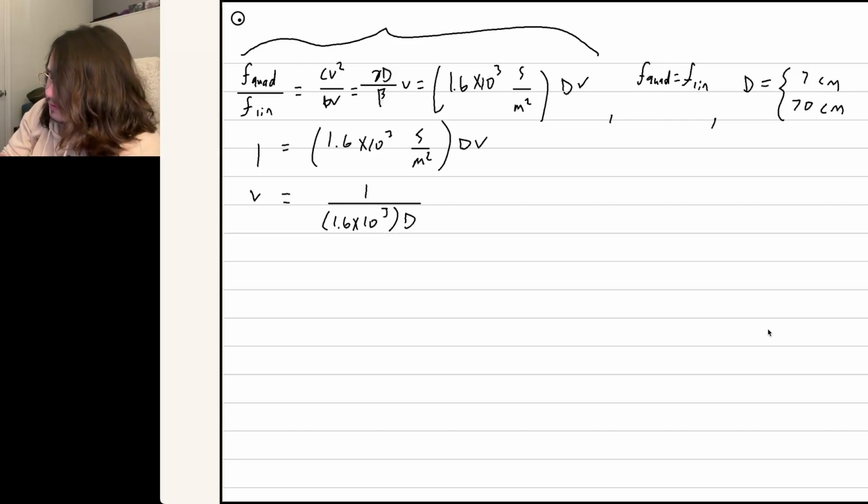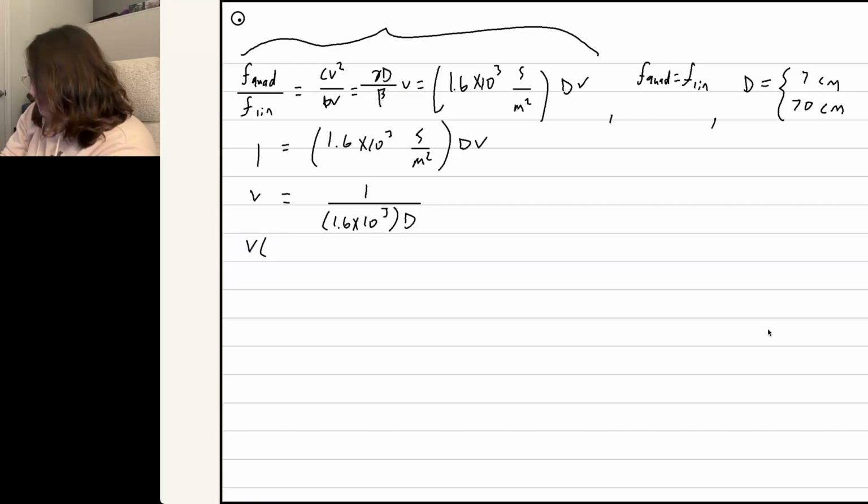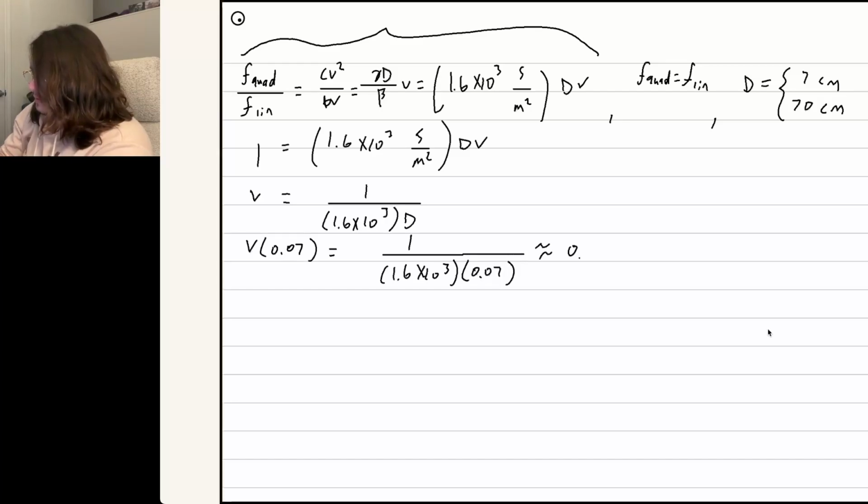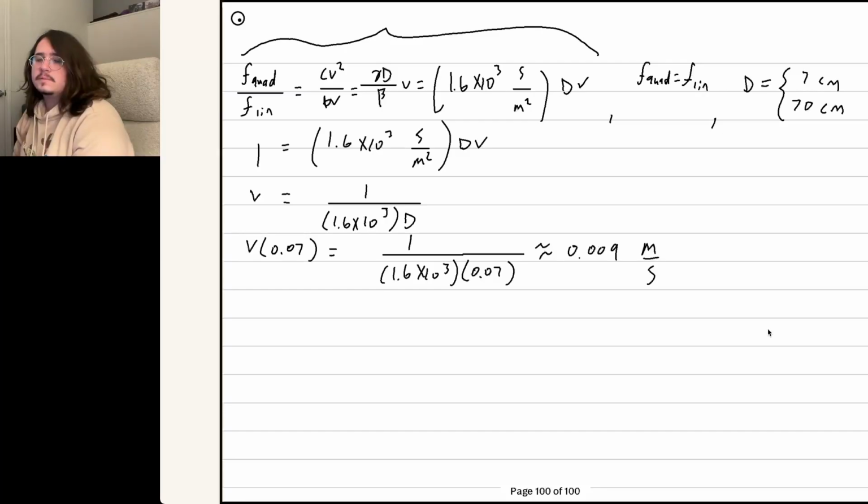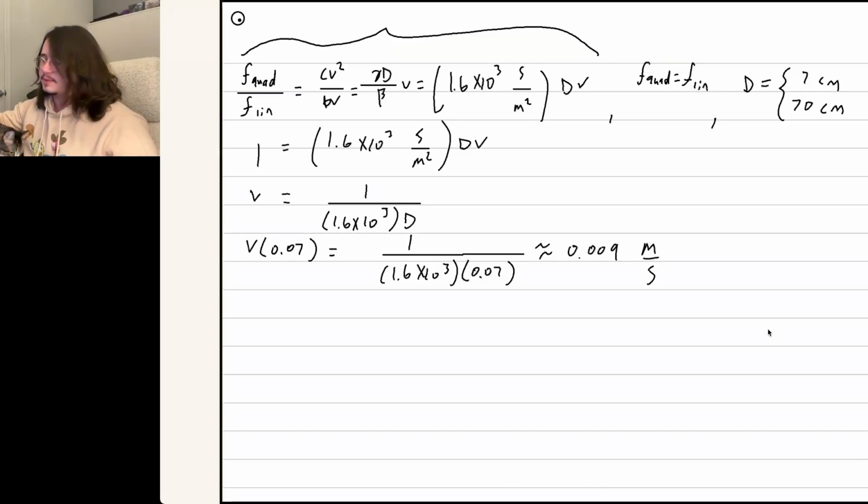d, which means if your baseball has diameter of 7 centimeters, it will be 1 over 1.6 times 10 to the 3 times 0.07, which is about 0.009 meters per second. Yeah, about 0.009 meters per second.